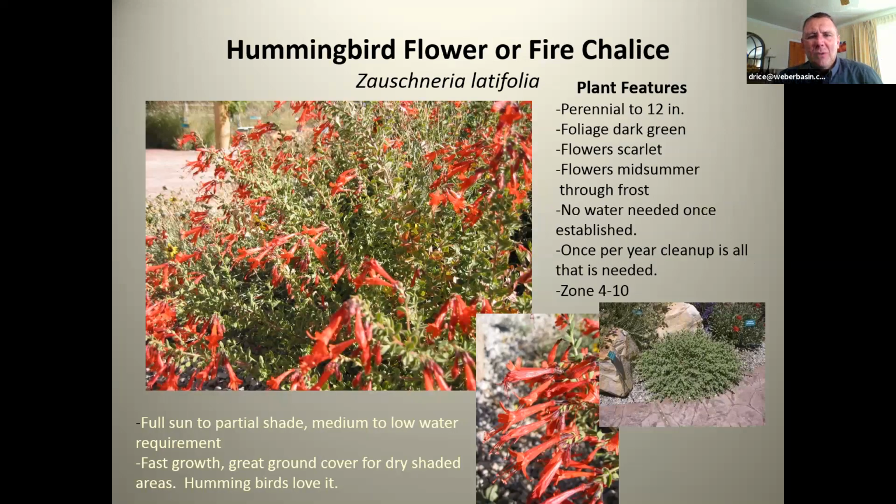Hummingbird flower or fire chalice, Zauschneria. This one has the late fall red, and it's low to the ground, a perennial 12 inches. It does spread and gets wider, not super aggressive. You see the picture at the bottom of one plant that's kind of mounded, a couple feet wide. Once a year cleanup is all you need. The hummingbirds, before they migrate, love this. No water needed. It's very tolerant of sun, shade, a little more water, a little less water.